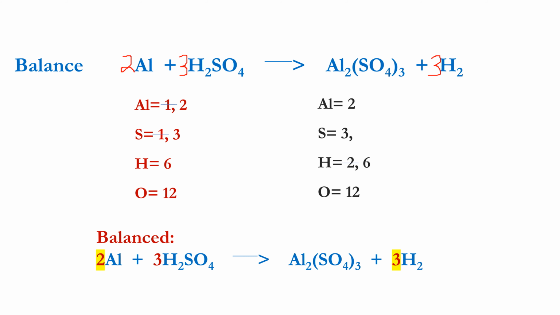And the same thing is applicable on the right hand side. So 3, 6, 12, 3, 6, 12. And then we have 2 aluminium, 2 aluminium. So then the balanced equation is 2 aluminium plus 3H2SO4 to give Al2(SO4)3 plus 3 molecules of hydrogen.